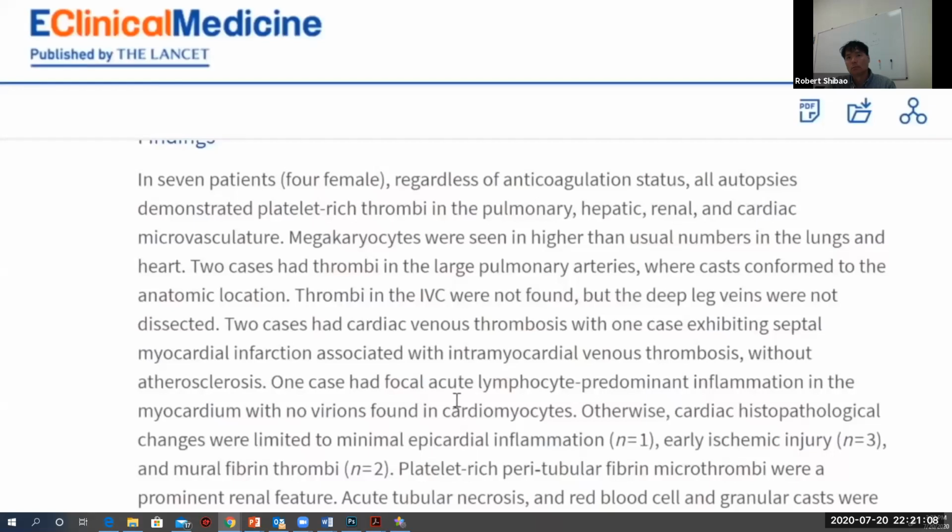Some of them were on full dose anticoagulation, as we would call it. Some of them were just on prophylactic or preventive dose type of anticoagulants. And notice here that all of the autopsies demonstrated platelet-rich thrombi in the pulmonary, that's the lungs, hepatic, that's the liver, renal, kidney, and cardiac microvasculature. And that megakaryocytes, those are those cells that give rise to platelets, were seen in higher than usual numbers in the lungs and in the heart. And in 2 cases had thrombi in the large pulmonary arteries, where casts conformed to the anatomic location. So in other words, it completely filled up the tubes.